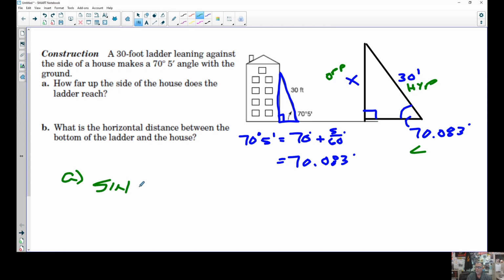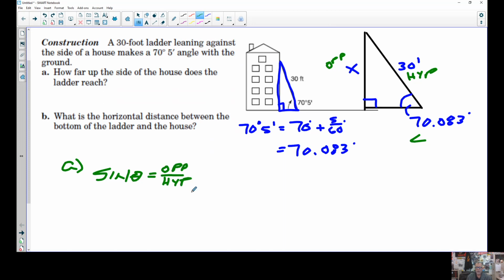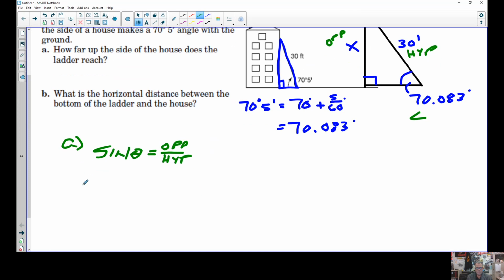So I'm going to write the trig equation. You could write it in general first: sine of theta equals opposite over hypotenuse. And then fill in the blanks because you know what the angle is and you know what the hypotenuse is. So I can now say sine of 70.083 degrees is equal to the side opposite, I'm calling that X now, over my hypotenuse of 30 feet. So now I need sine of 70.083 degrees, which is, oh, that's one thing I should mention, guys.